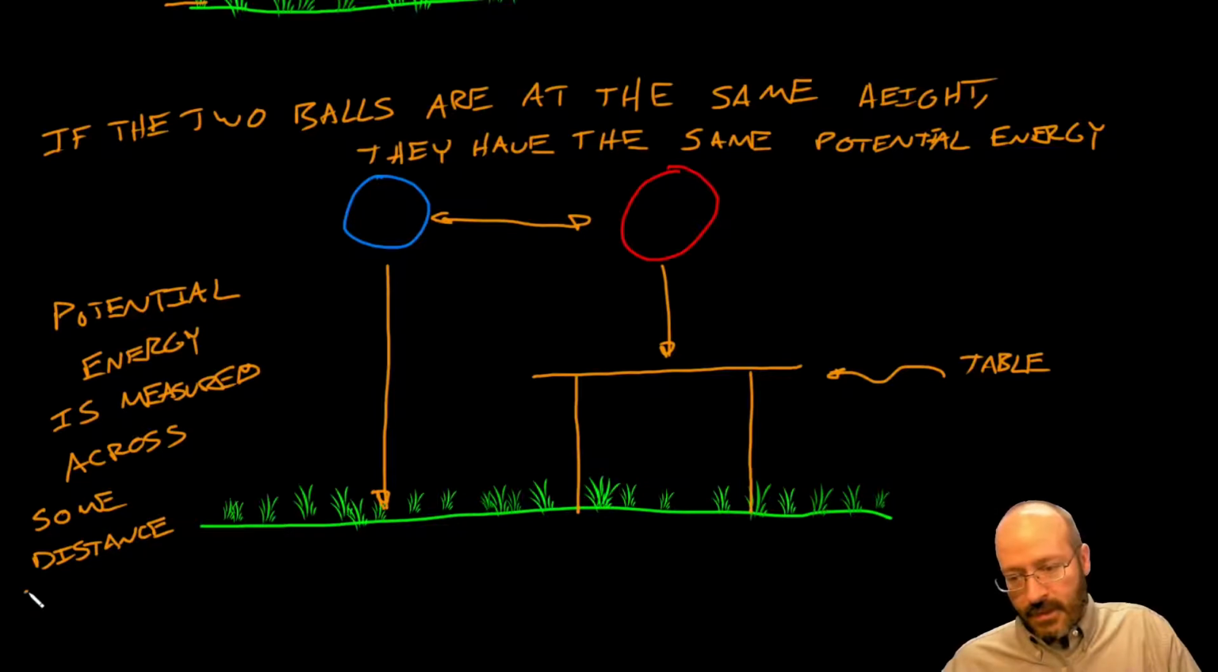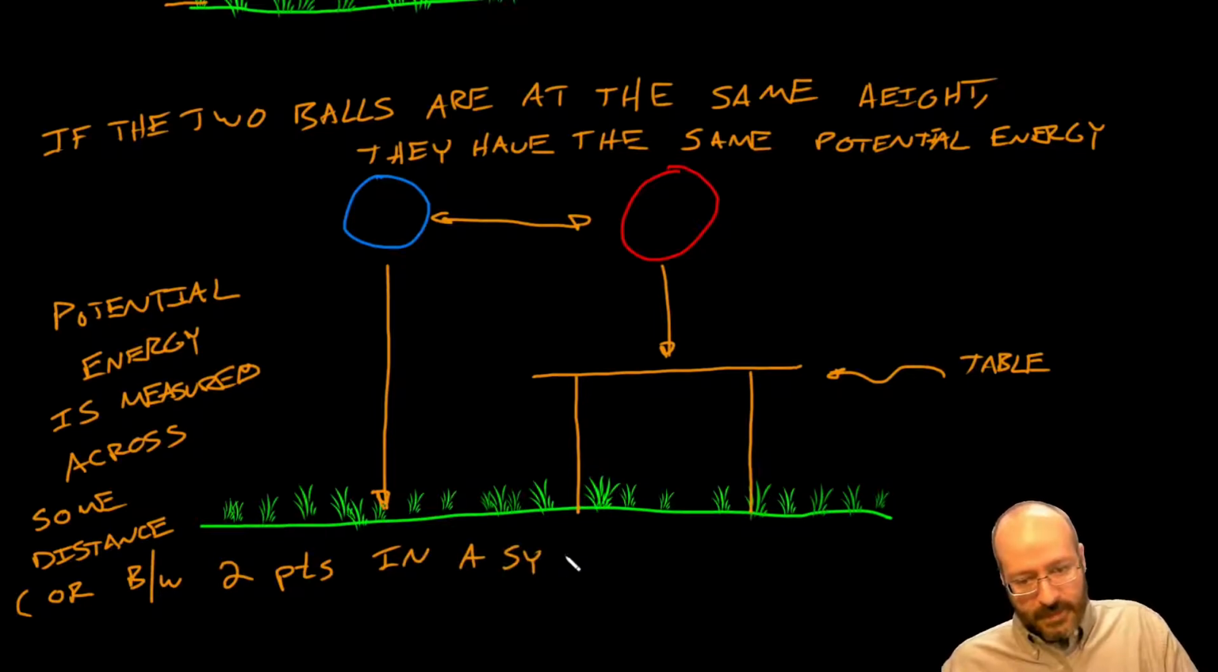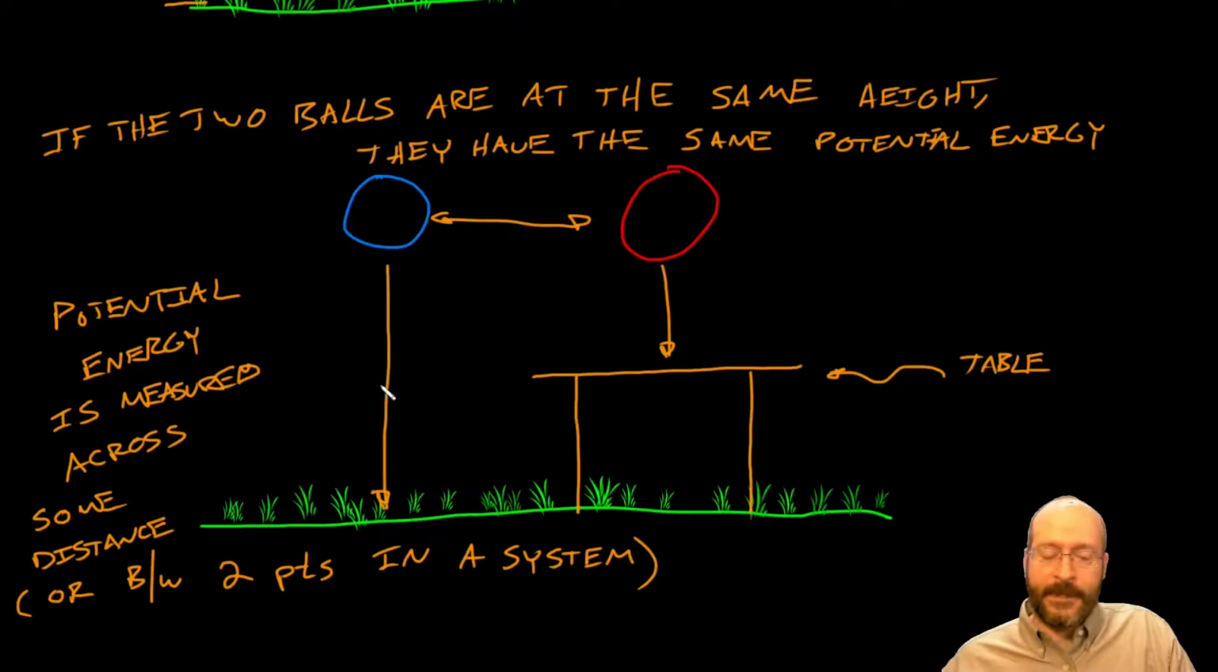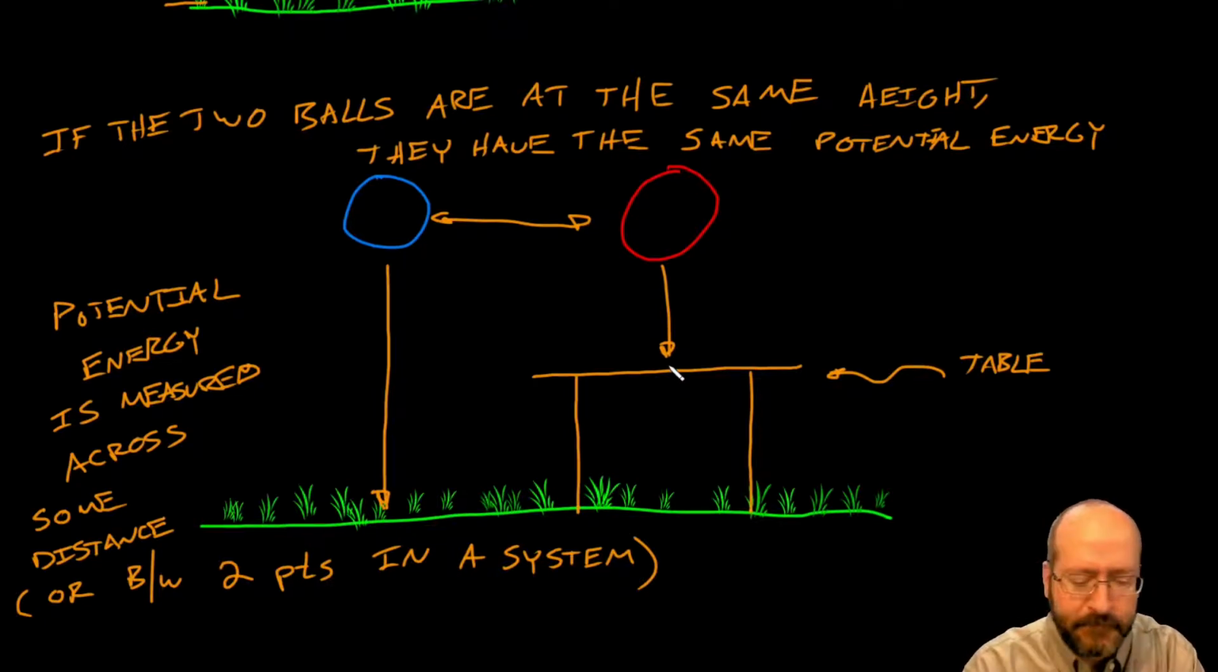Okay, but I really want you to think of it as being between 2 points in a system. So for our simple example here, the first point might be where we're dropping the ball from, and the second point might be where it's going to stop. Okay, and this one's going to stop at a different point, so it's going to have less potential energy.